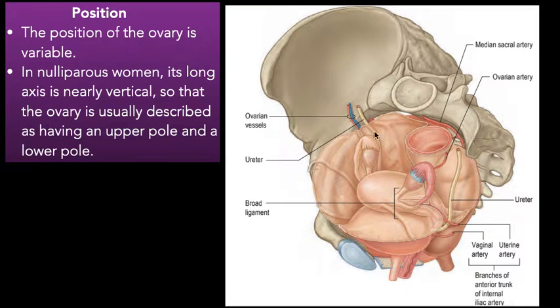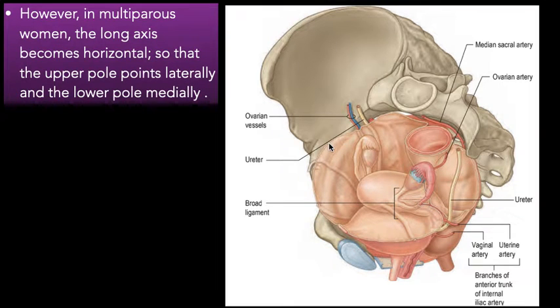Now, the ovary is variable in position. In nulliparous woman, that is the woman who has not given birth, it is long. The long axis is nearly vertical, as you can see, so that the ovary has an upper pole over here and a lower pole over here.